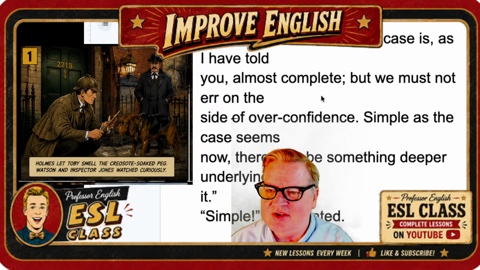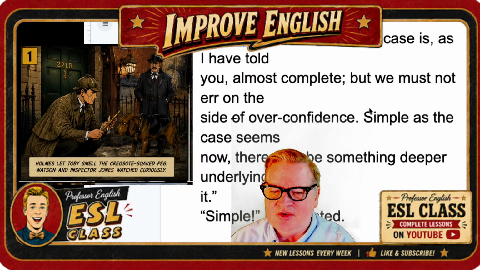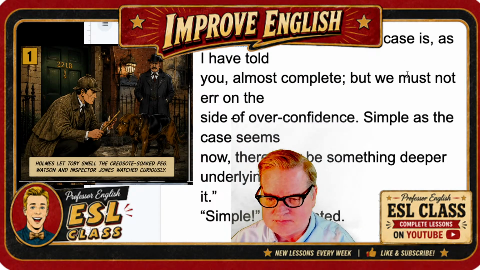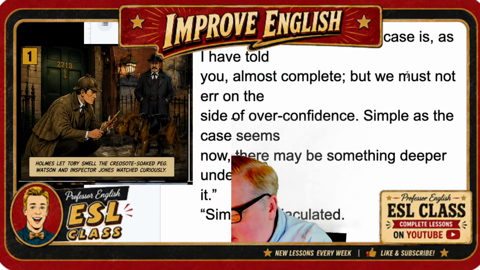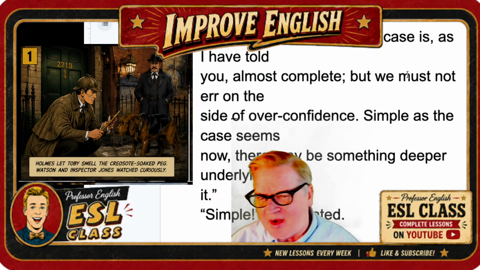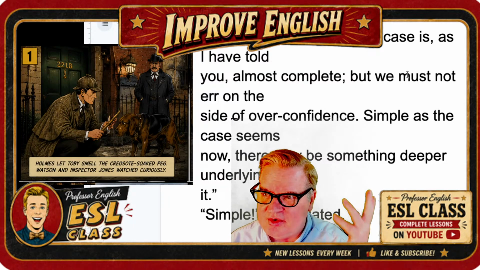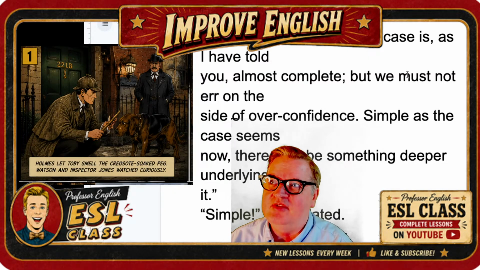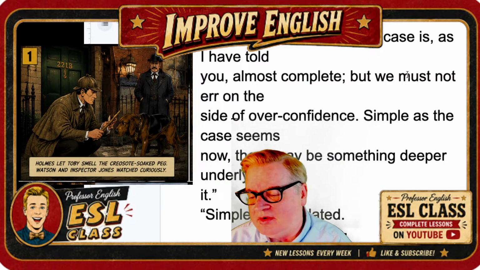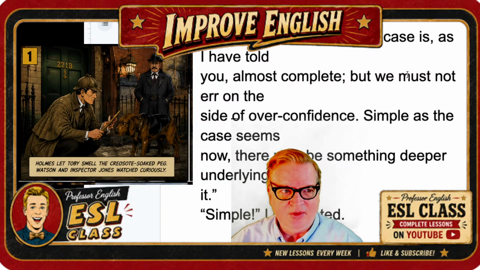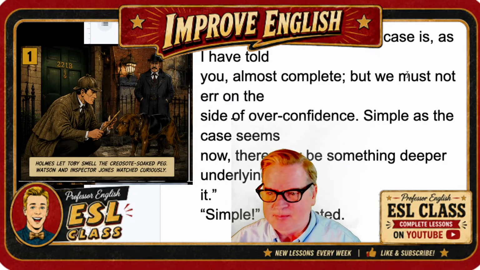Now here he says we must not err on the side of overconfidence. So he's saying let's not make the error of being overconfident. It's not an uncommon phrase to use. It's a little more elevated, a little bit higher sort of English. Not everybody uses it, but it's not weird if you do use it. So it's a good thing to know, especially if you want to sound a little bit smarter.